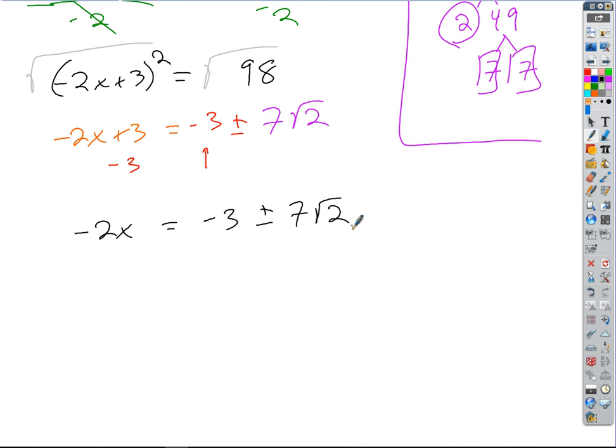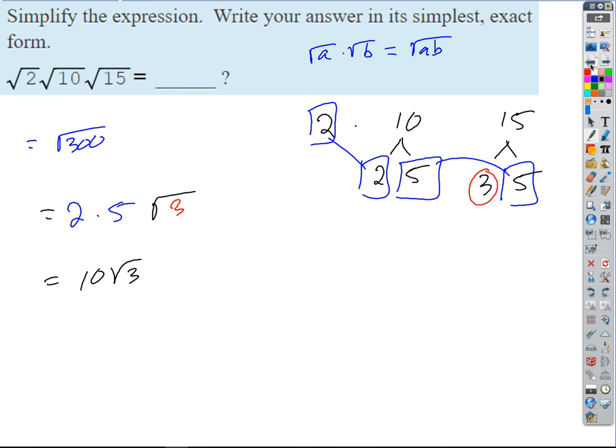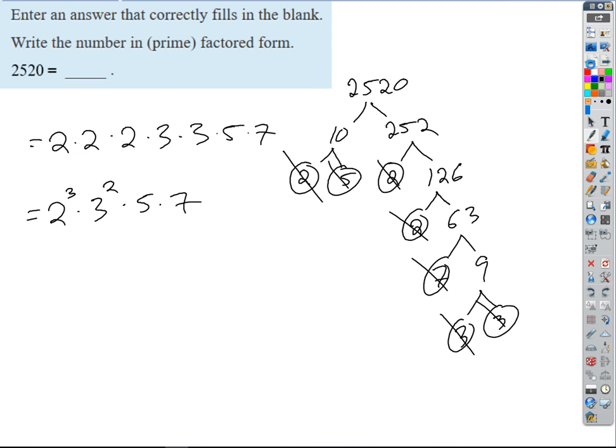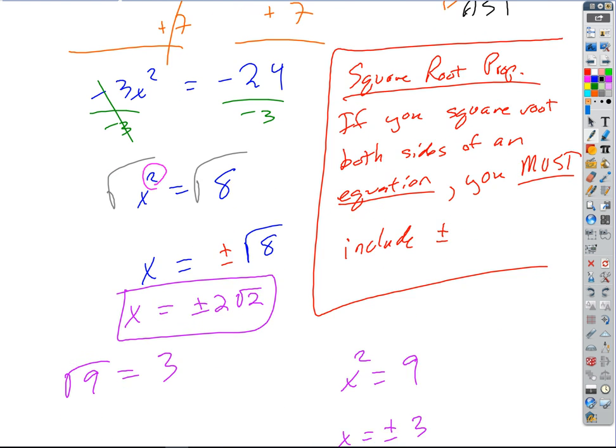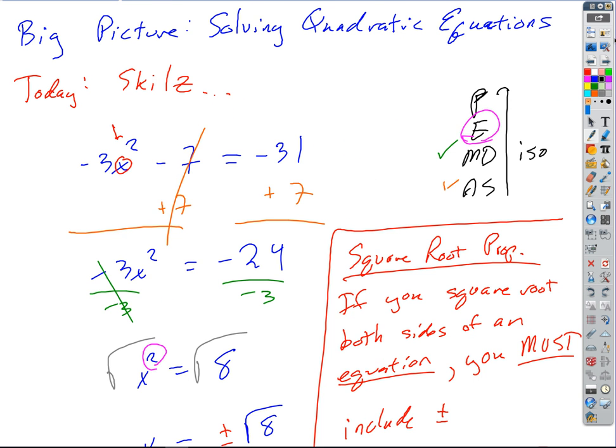Okay, now let's go back for just a second. Let's go back to one of our earlier examples, because we did some stuff like this earlier. Didn't we? Thought we did. Oh, maybe we didn't. Okay.